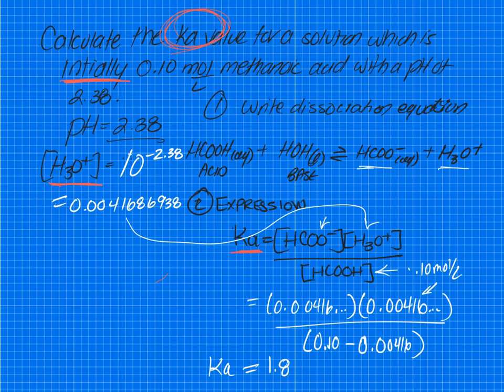Two sig figs, so 1.18 times 10 to the negative 4. Oh, and Ka has no unit, sorry. So this is our answer.